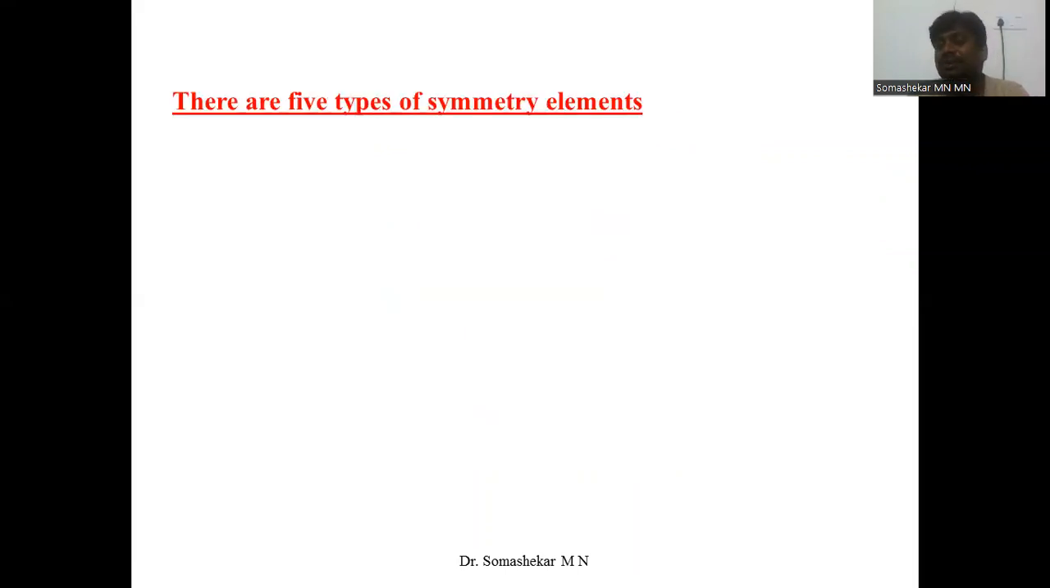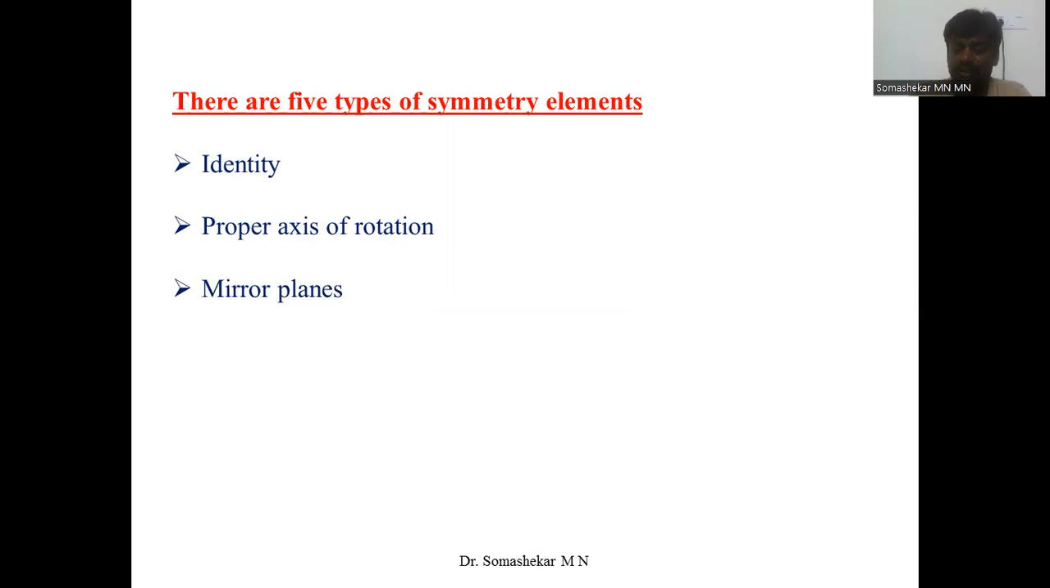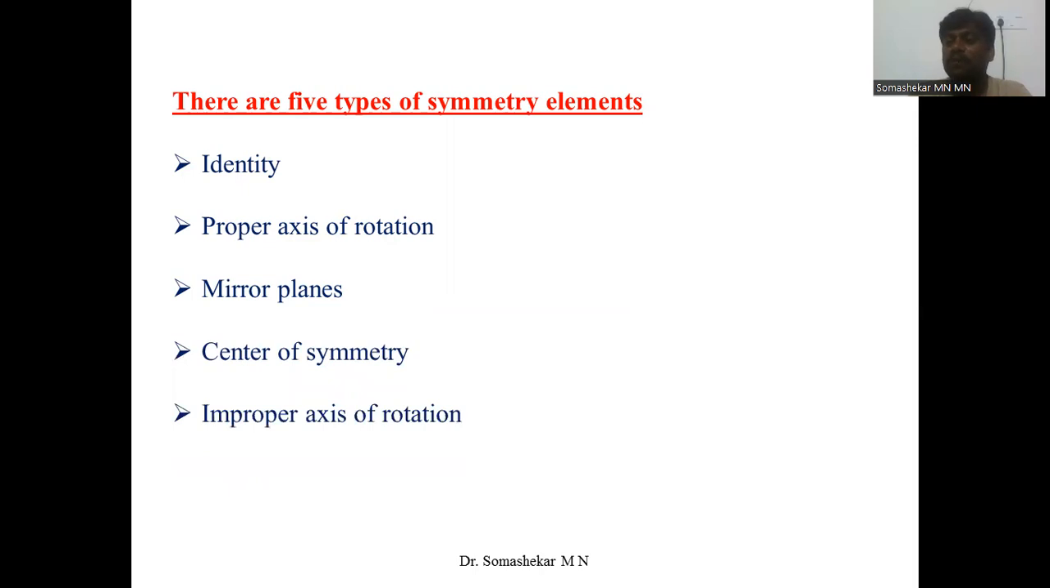Then how many symmetry elements do we have? Yes, of course, we have a total of 5 symmetry elements. Those are: first one is identity, second one is proper axis of rotation, third one is mirror planes, then center of symmetry, and the last one is improper axis of rotation.